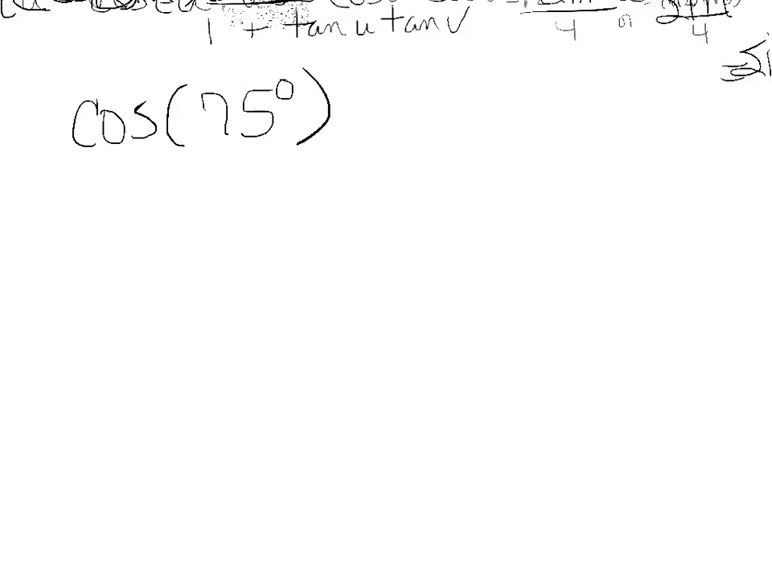Because what adds up to 75 degrees? Noah, what adds up to 75 degrees? Angles that you know. 30 and 45. So this is the same as the cosine of 30 degrees plus 45 degrees. Okay, you take a second and you determine what that is.